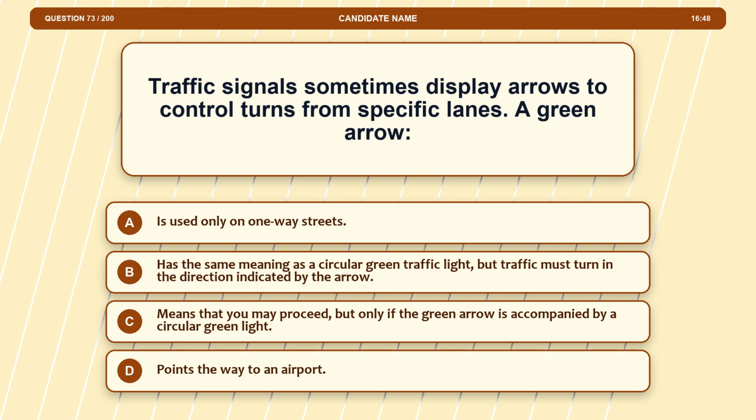Question 73. Traffic signals sometimes display arrows to control turns from specific lanes. A green arrow, option A, is used only on one-way streets. Option B, has the same meaning as a circular green traffic light, but traffic must turn in the direction indicated by the arrow. Option C, means that you may proceed, but only if the green arrow is accompanied by a circular green light. Option D, points the way to an airport.